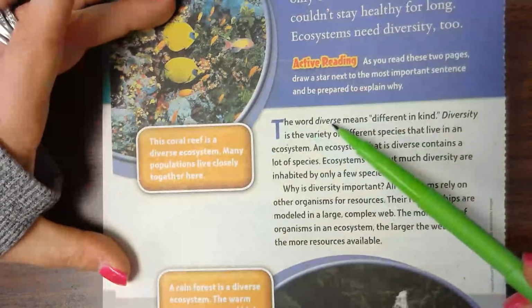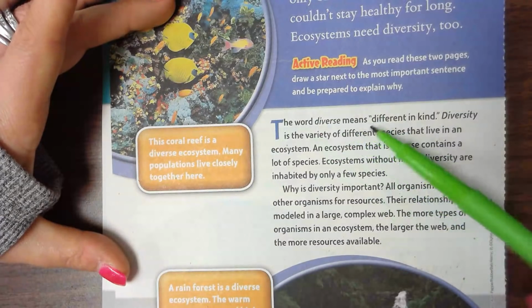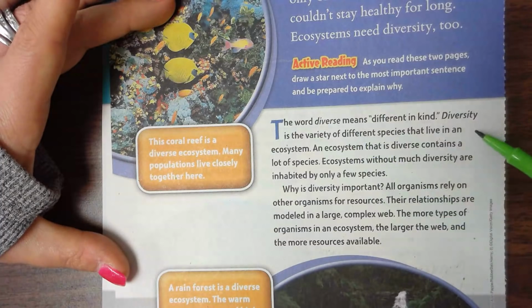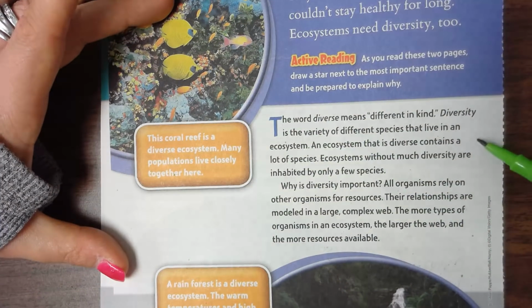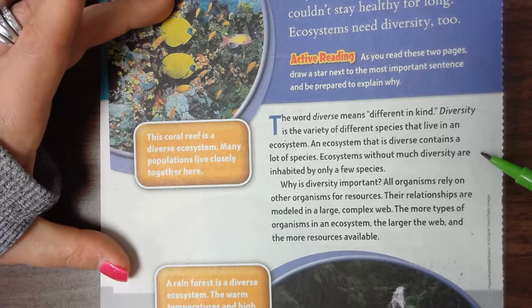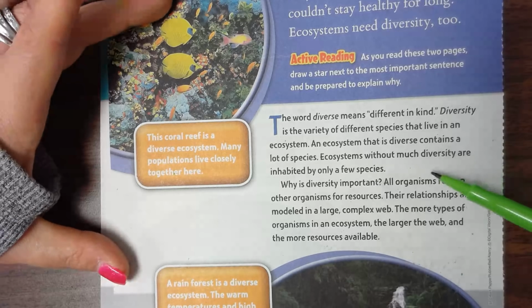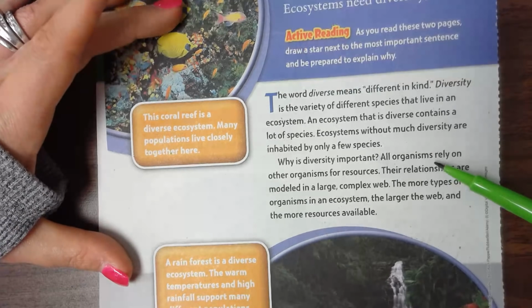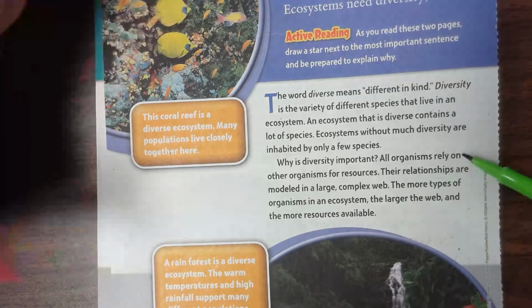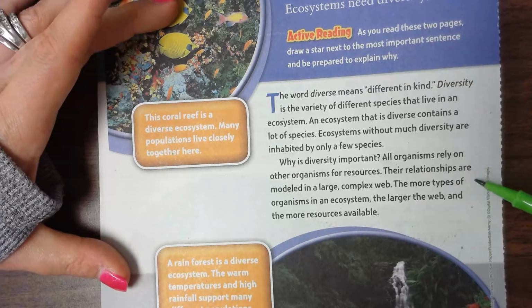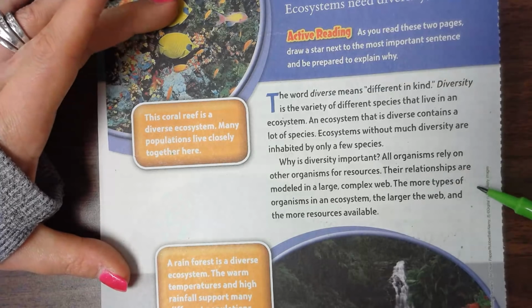All right. The word diverse means different in kind. Diversity is the variety of different species that live in an ecosystem. An ecosystem that is diverse contains a lot of species. Ecosystems without much diversity are inhabited by only a few species. Why is diversity important? All organisms rely on other organisms for resources. Their relationships are modeled in a large, complex web.